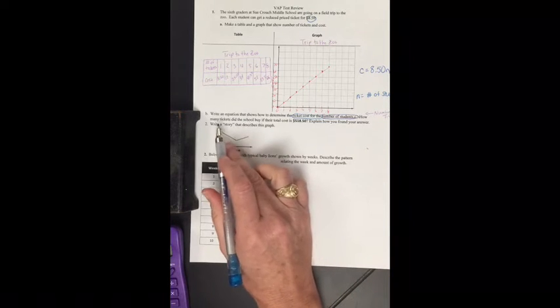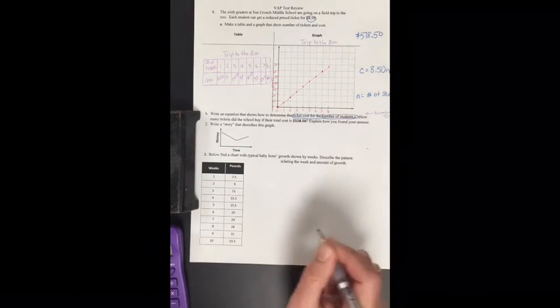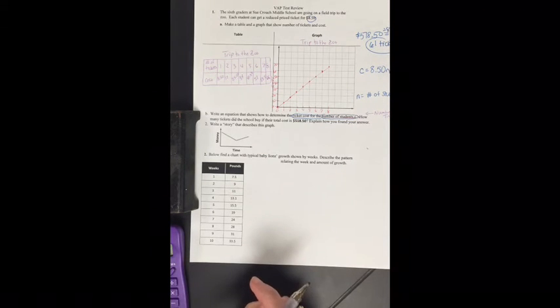The second part says, how many tickets did the school buy if their total cost is $518.50? Okay, so what you would need to do is take that total price, $518.50, and divide it by the price of each ticket, which is $8.50. And that would give you 61 students. How many tickets? 61 tickets. You would need to show on your test that you divided this by 8.50 to get your 61 tickets.